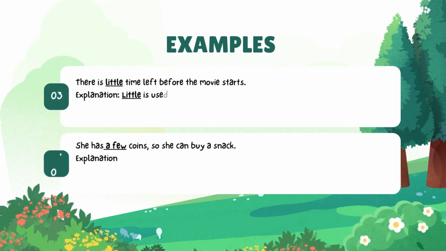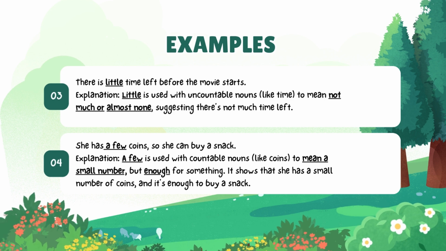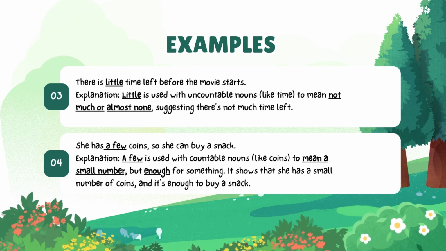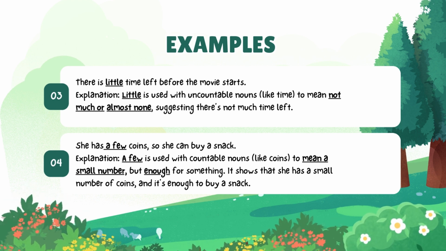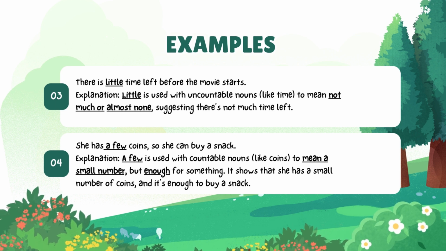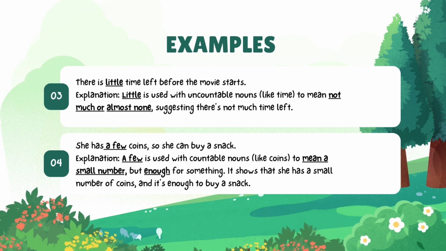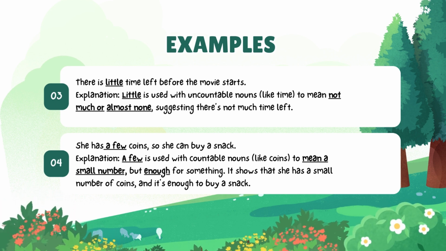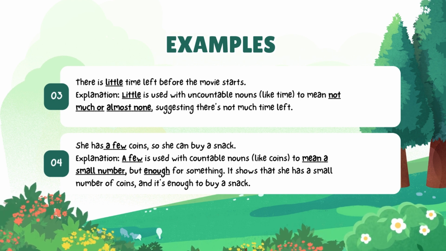Number 3. There is little time left before the movie starts. Little is used with uncountable nouns, like time, to mean not much or almost none, suggesting there's not much time left. Number 4. She has a few coins, so she can buy a snack. A few is used with countable nouns like coins to mean a small number, but enough for something. It shows that she has a small number of coins and it's enough to buy a snack.